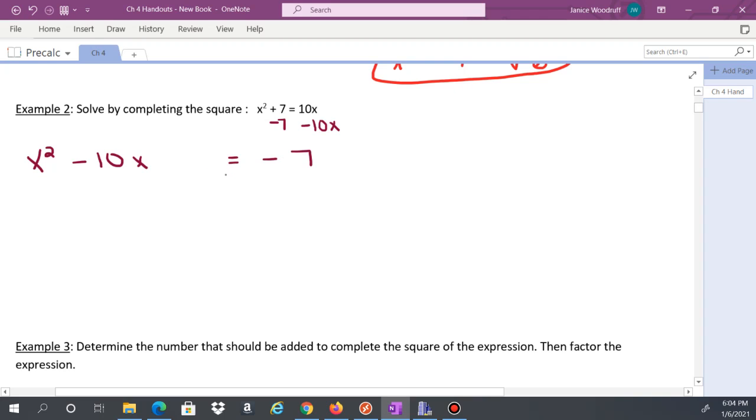Notice I left some room here, because I'm going to add something right here and also something right here. I just have to find what that is. Then I'll do that b over 2 squared step. My b here is going to be negative 10. So I'm going to go negative 10 over 2, and square that. That's a negative 5 squared, which is going to give me what? 25. Just making sure you're paying attention. So we're going to add 25 to both sides.